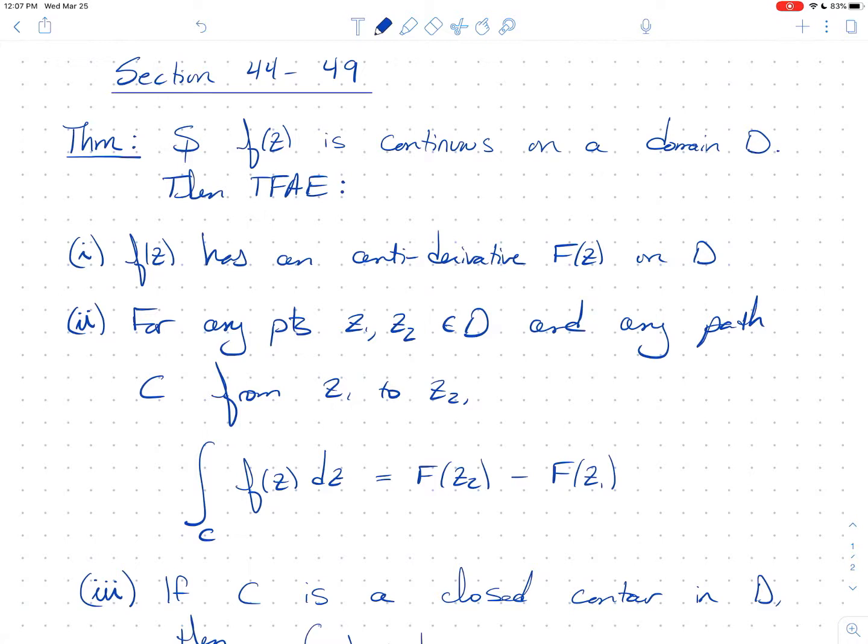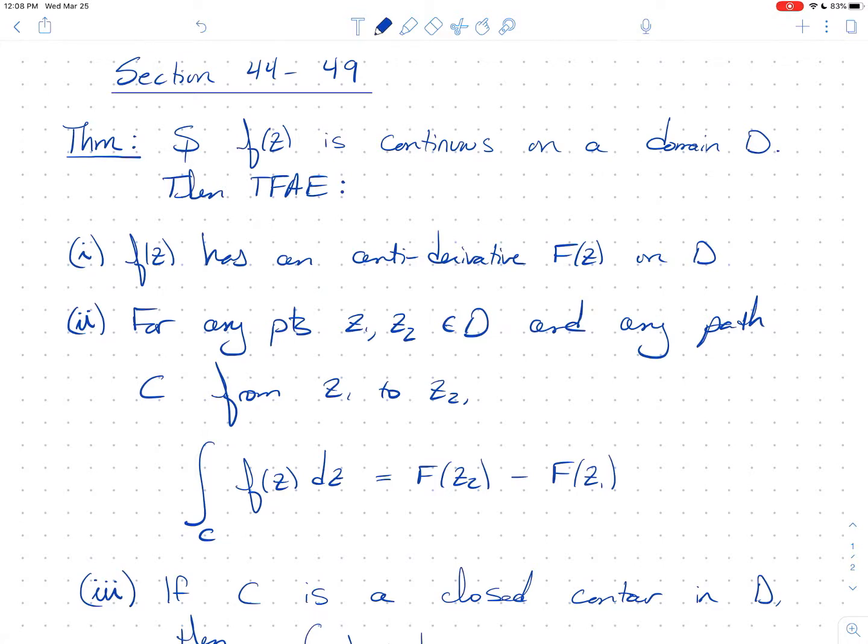This is just a really important theorem. We'll be looking at 2 or 3 theorems throughout. I've gone in and written it down to save a little time. So I'm starting with a continuous function on a domain D. Remind yourself what a domain is, right? Non-empty, open, connected set. And f of z is continuous. So then the following are equivalent.